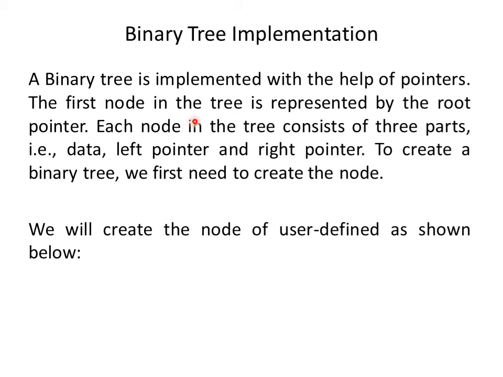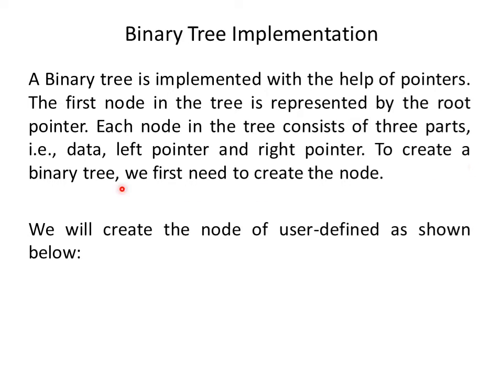The first node in the tree is represented by the root pointer, and each node in the tree consists of three parts, that is data, left pointer, right pointer. I have said that it is a node, it is partitioned into three parts: left, then the center one is data, and the right one is the right pointer. Here the pointer stores the address of the next node.